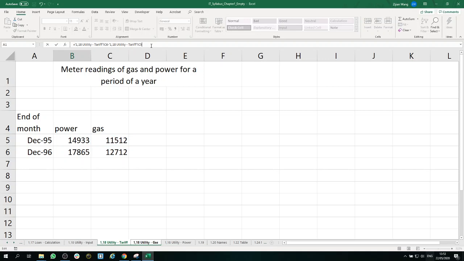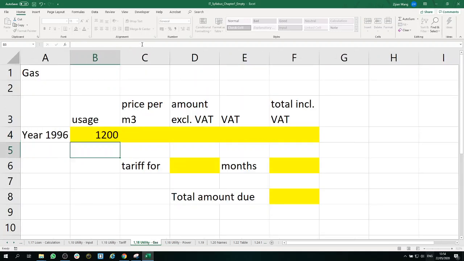Again, instead of going back to the original sheet, just press enter to make sure that the reference is still in the right sheet. Press enter. We see the usage is 1200, and that one is solved. Price per cubic meter, we need to find out.